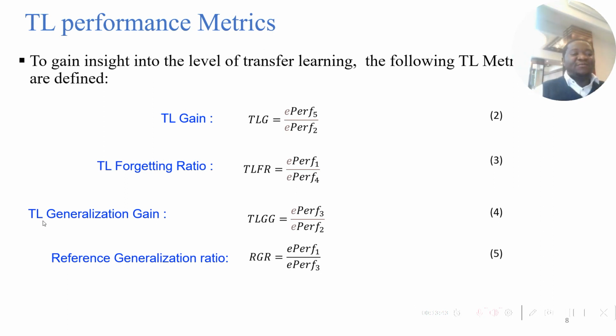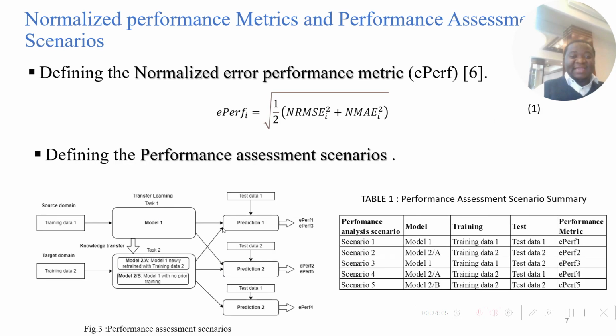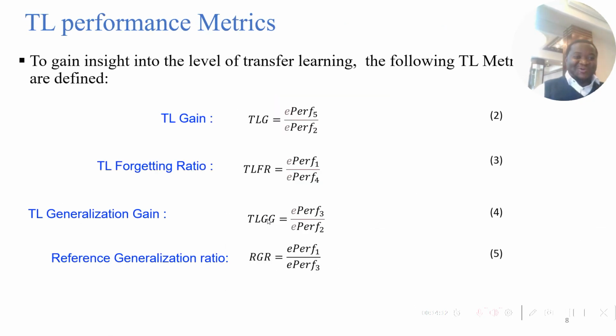We also have what we call transfer learning generalization gain. That's when we do the ratio of ePerf3 and ePerf2. And there is another metric that we call reference generalization ratio that we get by doing the ratio of ePerf1 and ePerf3. These metrics that we suggest will make sense if somebody comes closer and understands all these assessment scenarios properly, right? I will request that you go and read the paper for more details. But actually, this is what we are suggesting.